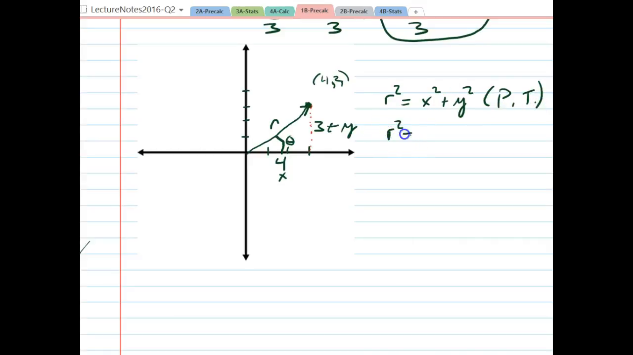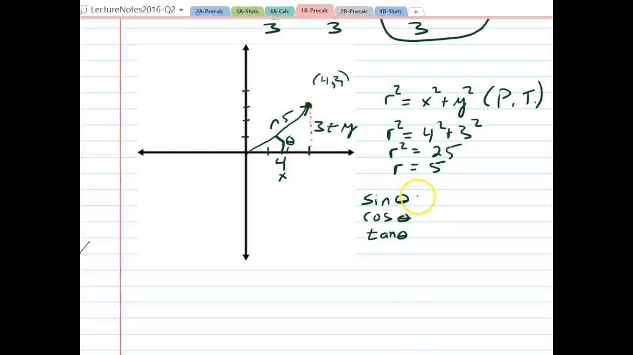That means that in this case r squared is 4 squared plus 3 squared. You see where this is going. R squared therefore is 25. Square root both sides, we get r equals 5. There we go. That means now that we know all 3 sides of this right triangle, we could come up with all of the 6 trig functions.